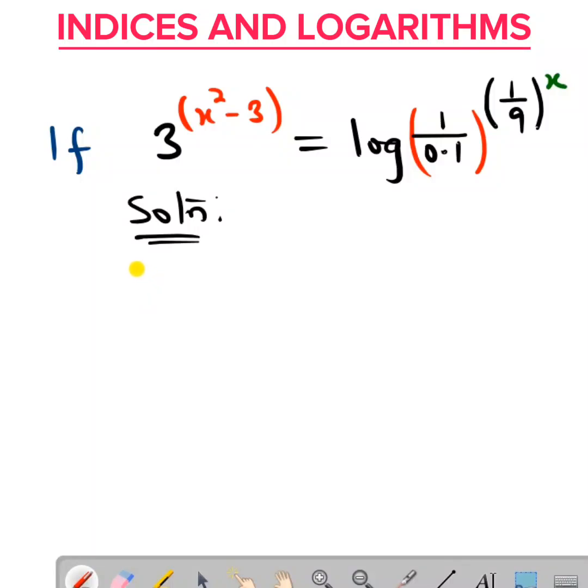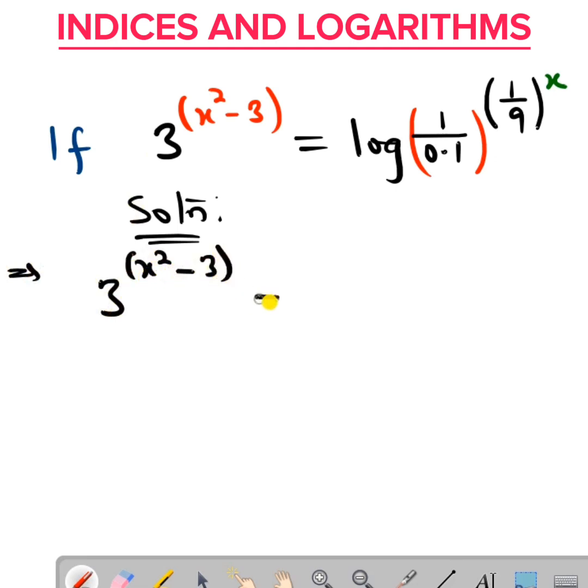You can see it's a combination of indices and logarithms. Okay, so first of all, whenever you have a logarithm in an equation, one of the things to target is how to clear the log. Okay, so let's begin. So we'll start by bringing down what we have here. There is really nothing you can do with it at this point.